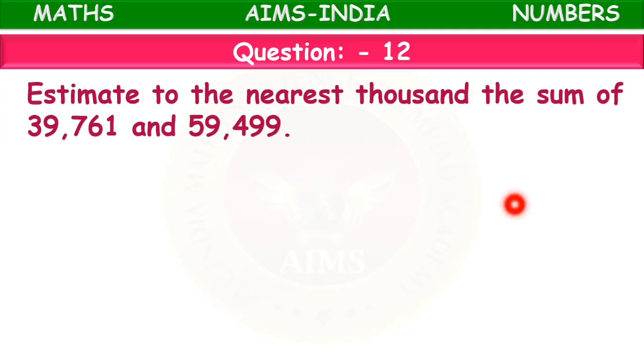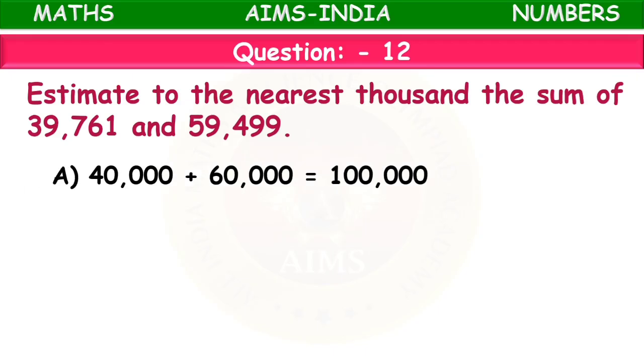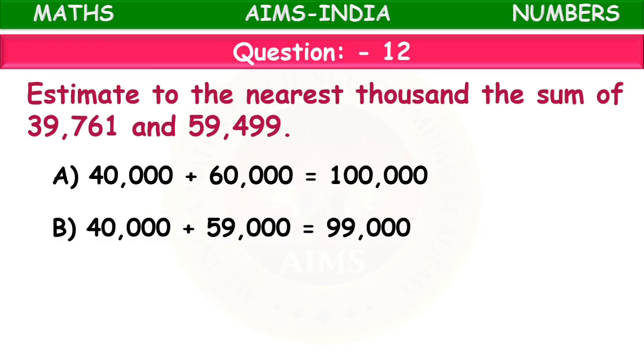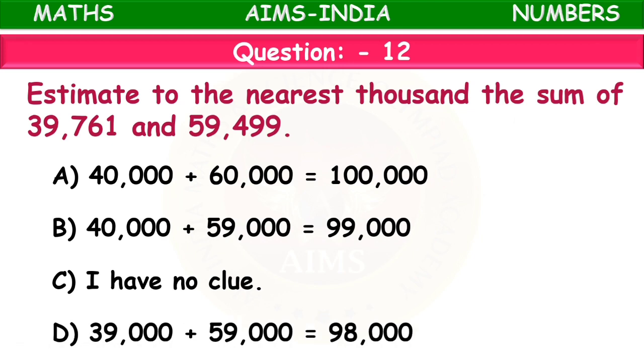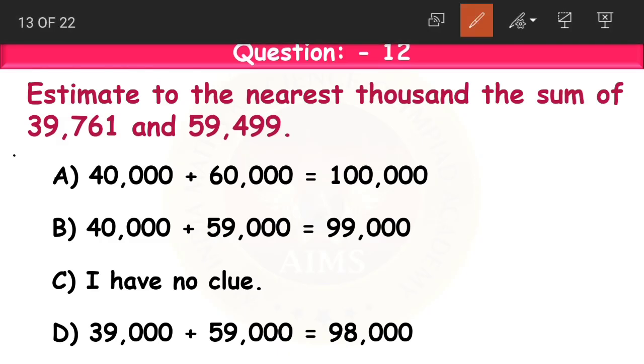Moving on to question number 12. Estimate to the nearest thousand the sum of 39,761 and 59,499. Option A: 40 plus 60 is equal to 100,000. Option B: 40,000 plus 59,000 is equal to 99,000. Option C: I have no clue. Option D: 39,000 plus 59,000 is equal to 98,000.